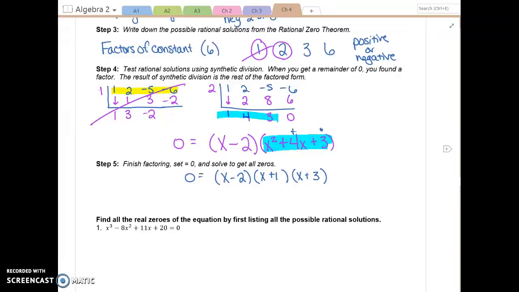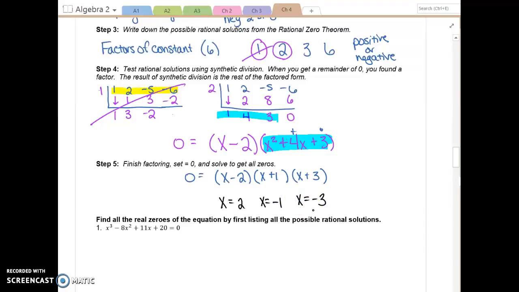Okay, so step 5 said finish the factoring. So synthetic division gave us this partially factored polynomial. The x minus 2 came from the fact that 2 is one of our solutions. The x squared plus 4x plus 3 came from the result of that synthetic division. We finished factoring x squared plus 4x plus 3. Now we need to finish solving. So what are our solutions? Our solutions are positive 2, negative 1, and negative 3.